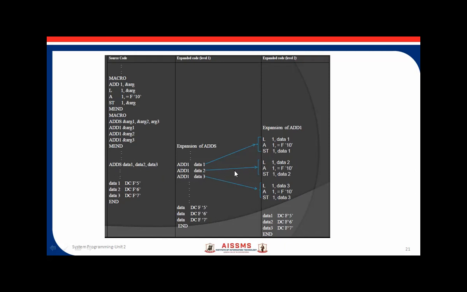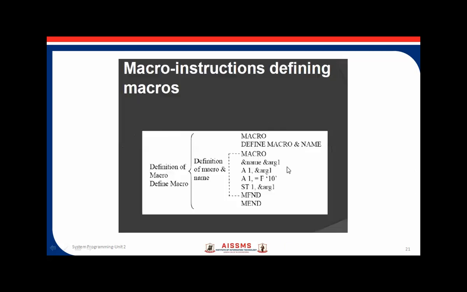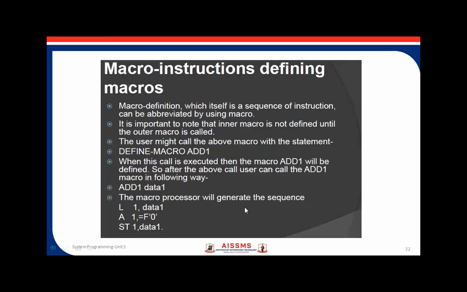So you have two levels of expansion. Remember that this is a macro within a macro, the macro inside another macro. So the macro inside the macro ends here, and the outer macro ends here.